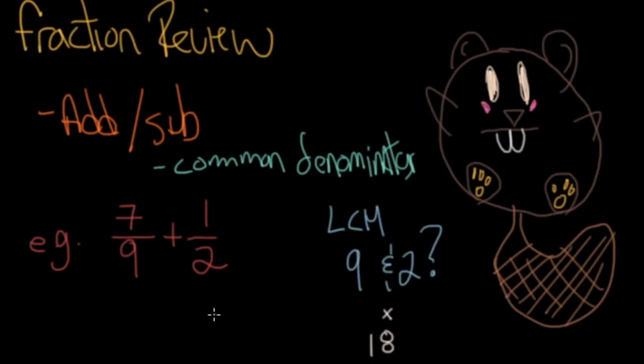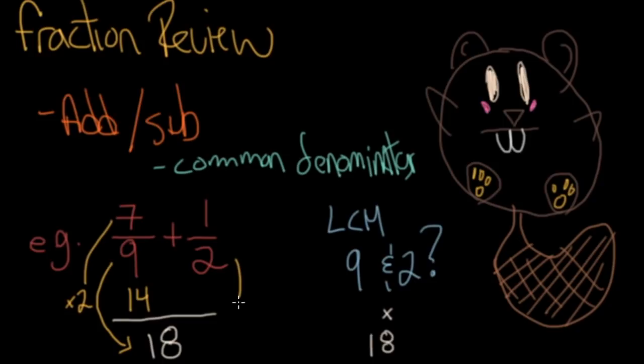How I like to write it is this. One giant line. I put my common denominator on the bottom. And sometimes when I'm first teaching this, I'll show kids with these arrows. So 9 times what is 18? Of course, it's times 2. And then you go 7 times the 2, which is going to give you 14. On the other side, 2 times what is 18, it's going to be 9. So 1 times 9 is going to give you just 9.